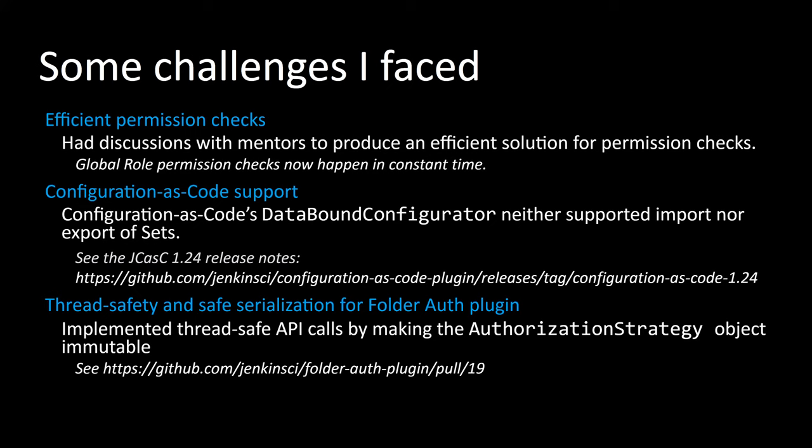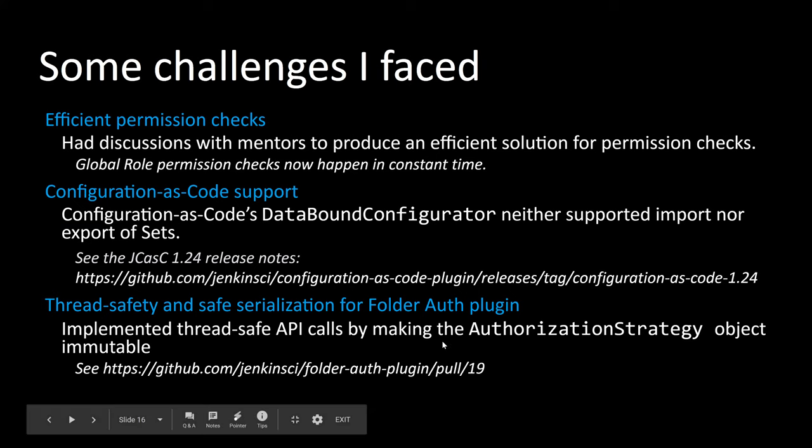The other thing was configuration as code support. Configuration as code plugin's data bound constructor did not support export or import of sets. So a couple of pull requests were made to the JCasC plugin, and these were released in version 1.24.